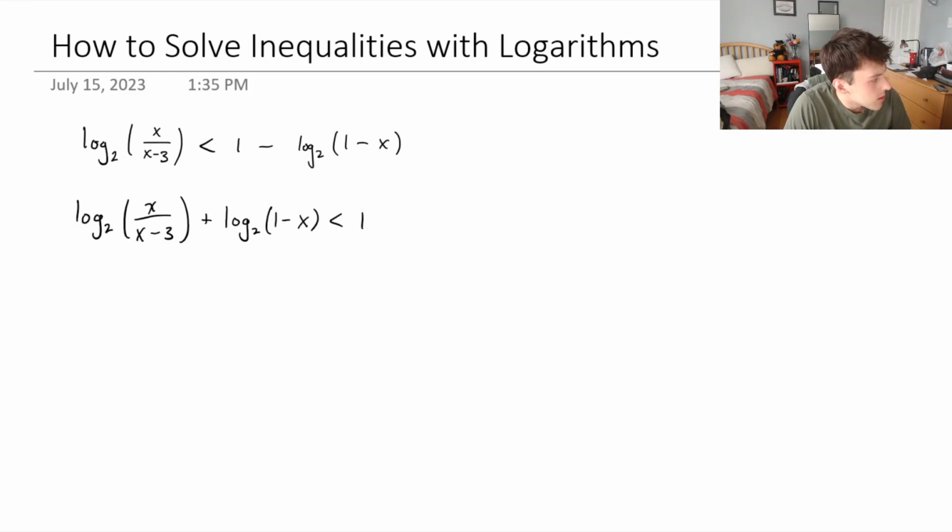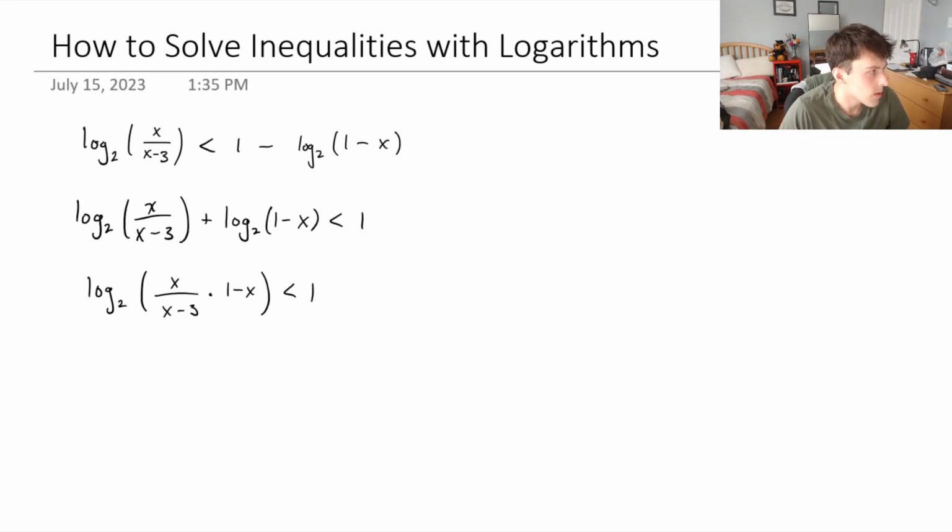So now you can see a little bit more clearly, and you might need a refresher in the properties of logarithms here. But if we have two logarithms with the same base and we're adding them together, well, that's the same thing as just multiplying the insides of the logarithms together in a single logarithm of the same base. So this term would then become log base 2 of, now we've got x over x minus 3 times 1 minus x. And this is all greater than 1. So this is not too bad so far. Simplified things a little bit.